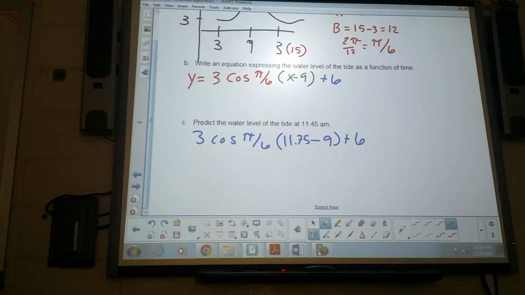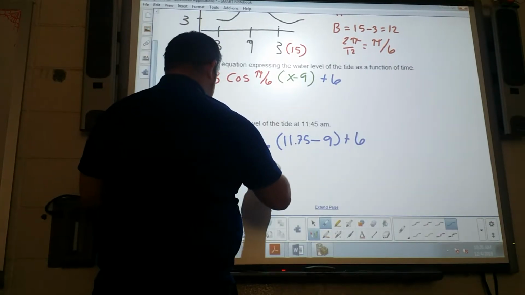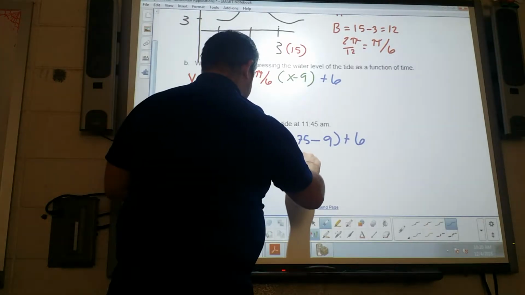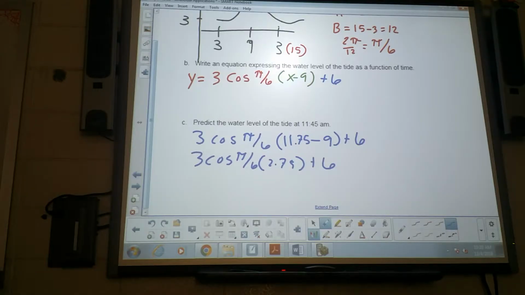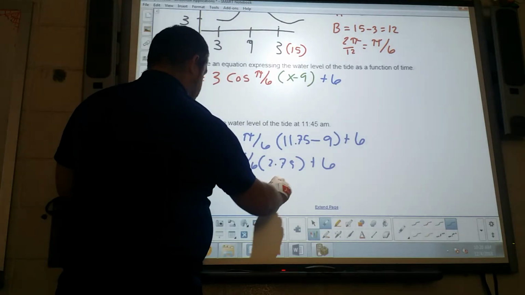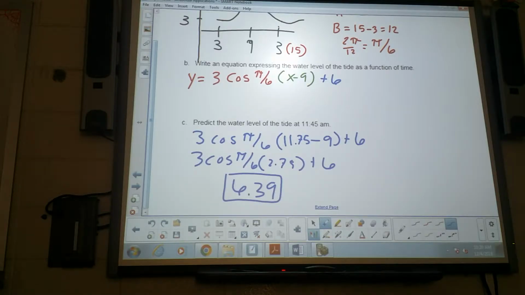So 3 times cosine of pi over 6 times (11.75 minus 9), which is 2.75, plus 6. So 3 times the cosine of 2.75 pi over 6, plus 6 should give you 6.39 meters. What's wrong, Jamal?